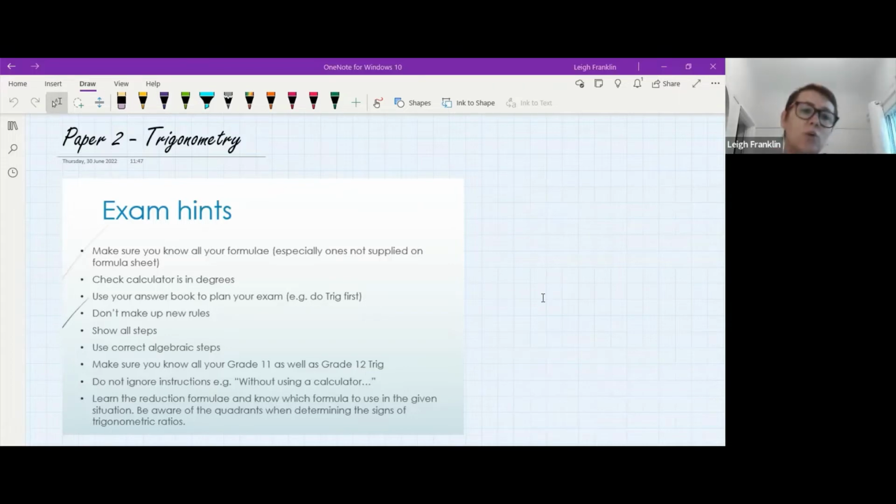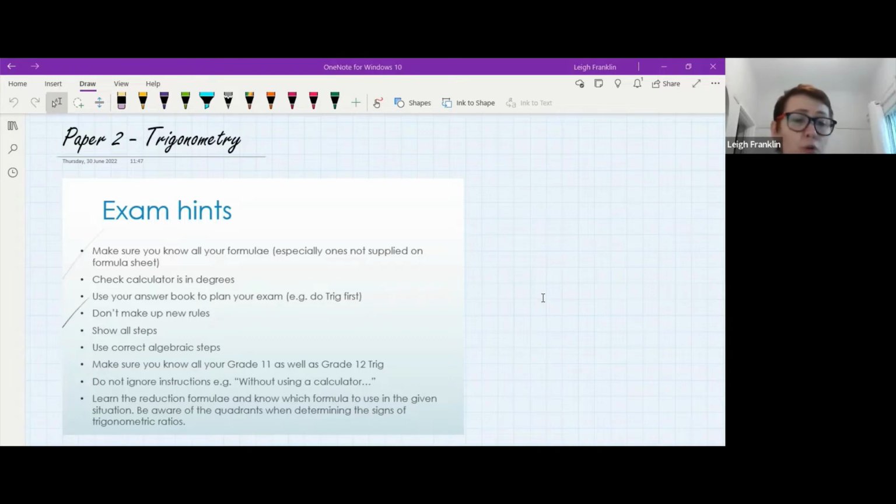Okay, so when it comes to trig, make sure you know all your formulae. The ones that I'm talking about are the ones that are not supplied on your formula sheet, like all your reduction formulae, what happens with negative angles, etcetera. The only way you can do well in trig is to study. You have to make sure that you've learned all the rules. Otherwise, you're not going to be able to do anything.